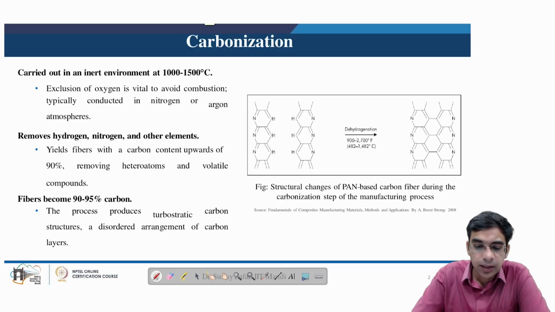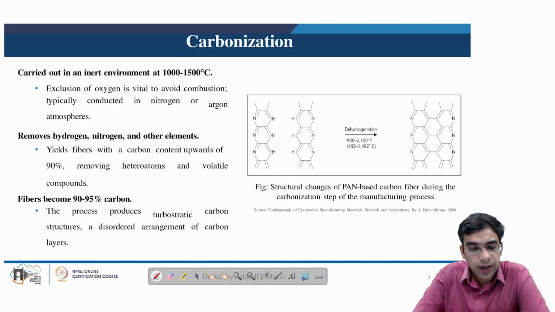So what happens in the carbonization step? As we have seen, the carbonization step is carried out in an inert environment where the use of nitrogen is popular because of its inert nature and easy availability.